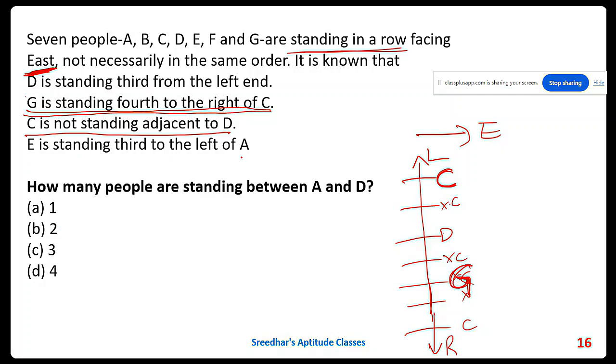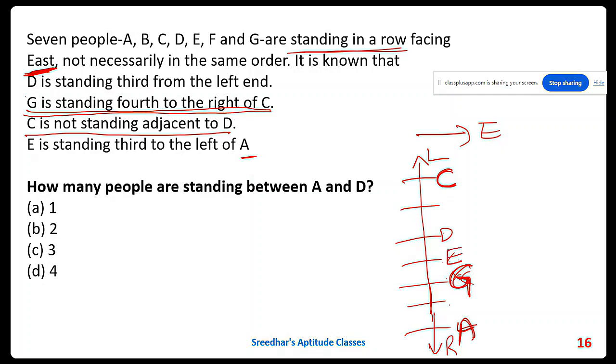E is standing third to the left of A. If that condition has to be satisfied, if E has to be third to the left of A, then this is the only place. If I take E here, A here, then only you will see 1, 2, 3.